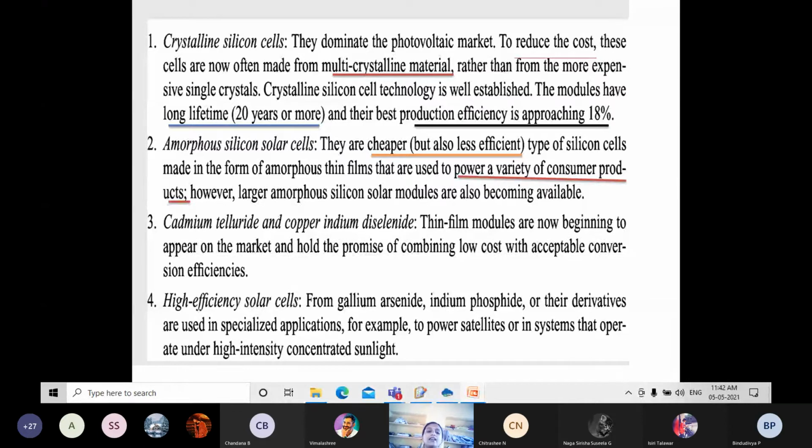And next, high efficiency solar cells made from gallium arsenide, indium phosphide, or other derivatives are used in specialized applications. For example, to power satellites or in systems that operate under high intensity concentrated sunlight. This is a high efficiency solar cell.